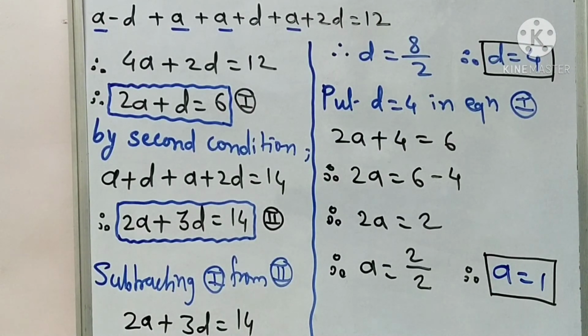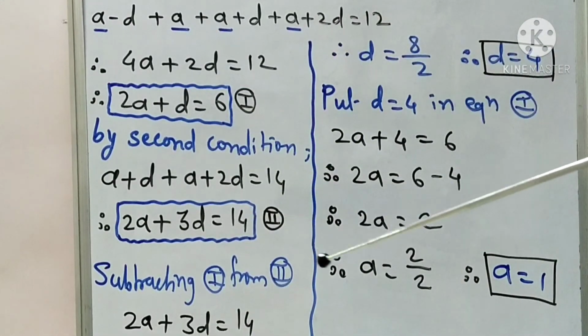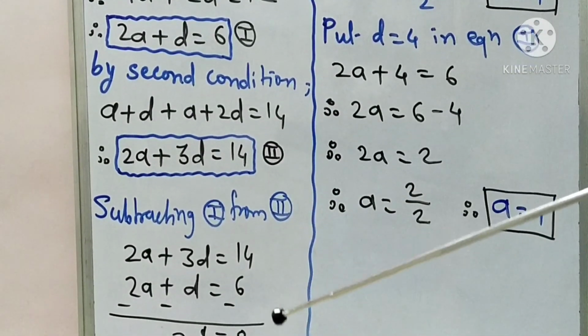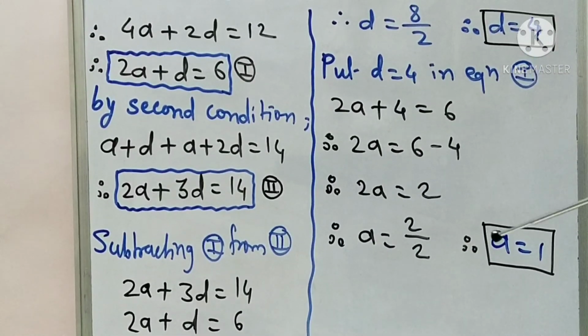Okay, students, understood? What we do here: using the two conditions, we form two linear equations in two variables, and we solve them by the elimination method. Then we find first the value of d and then the value of a.